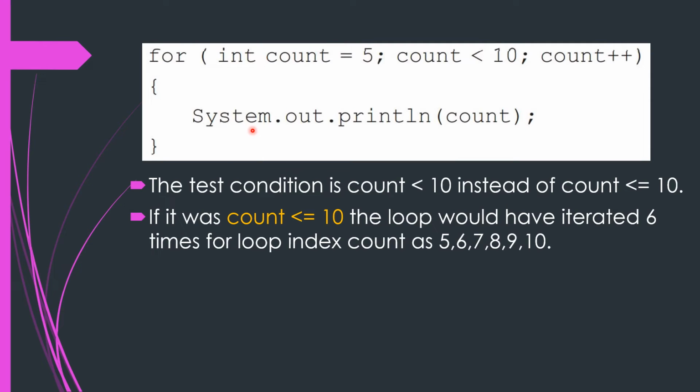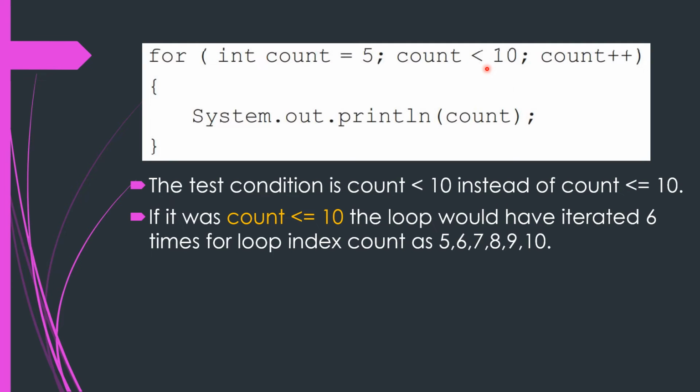Now, suppose here the test condition was count less than or equal to 10. As I just told you, here it is only written less than and not less than or equal to. So if it was written count less than or equal to 10, then the loop would have iterated 6 times for loop index count as 5, 6, 7, 8, 9, 10, because here we have written equal to. So the test condition is different, that is count less than 10 and count less than or equal to 10.